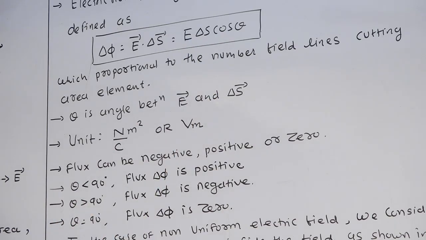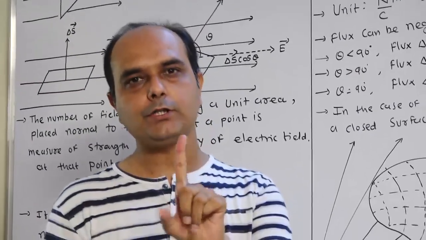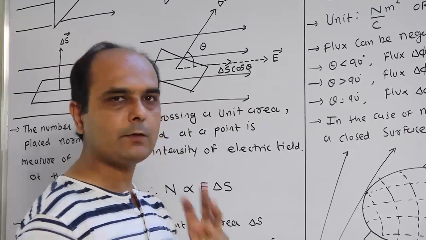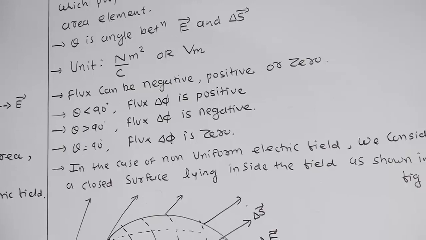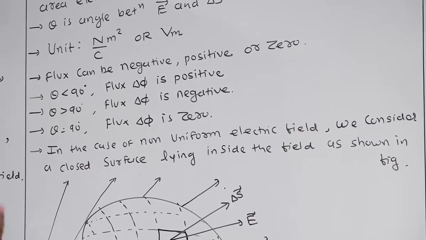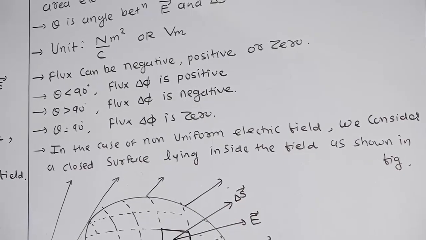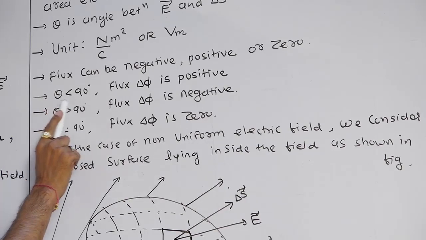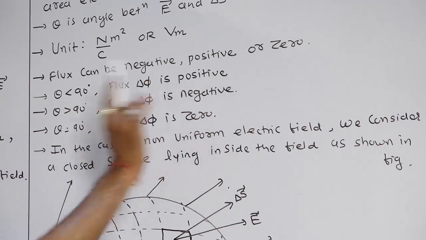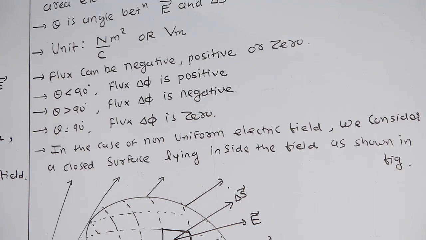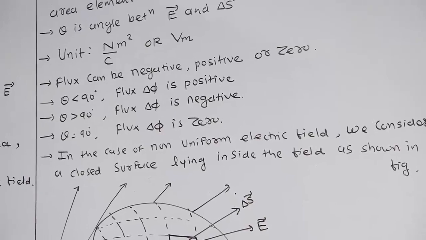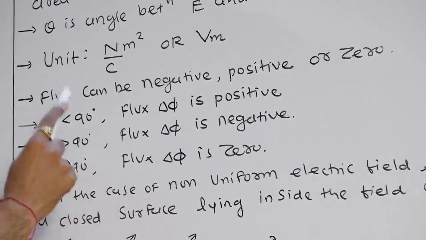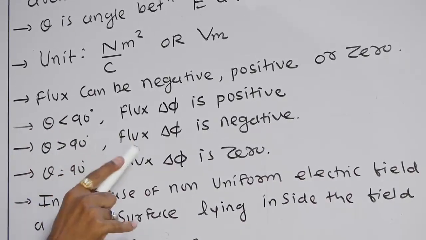Now the types of flux: there are total three. Flux may be positive, negative or zero. When is flux positive, when negative, when zero? When the angle theta is less than 90 degrees, flux is positive. When theta is greater than 90 degrees, flux is negative.